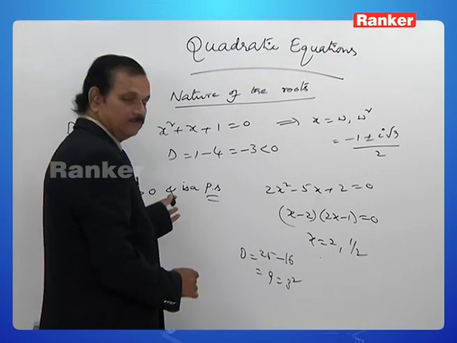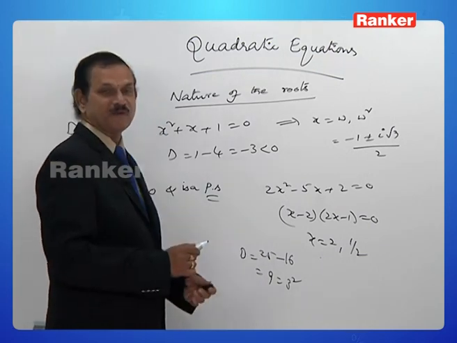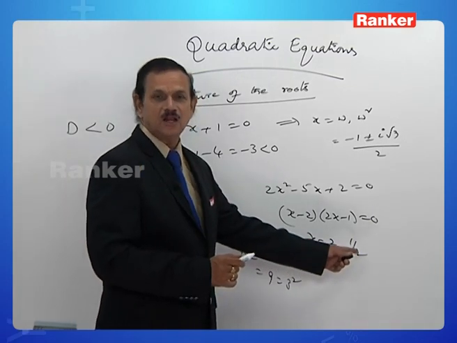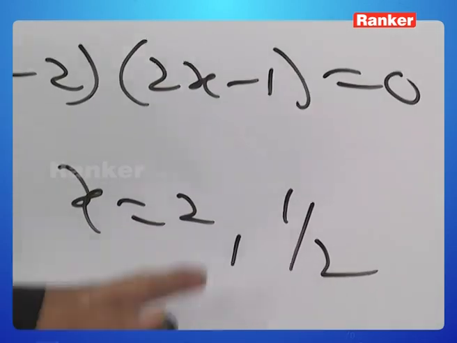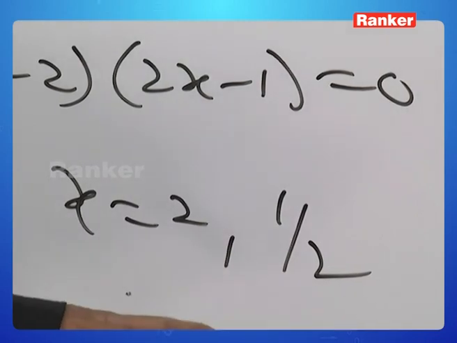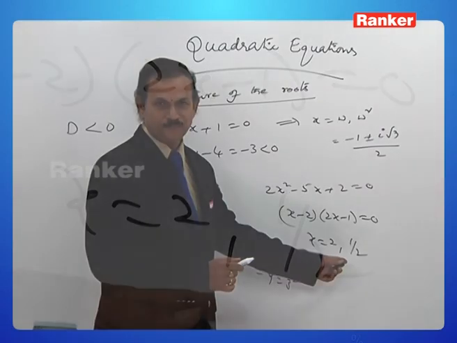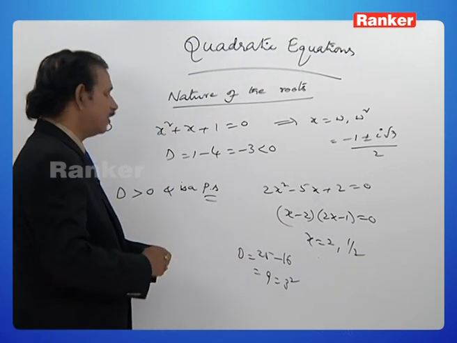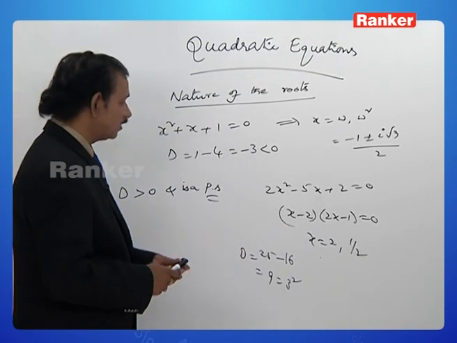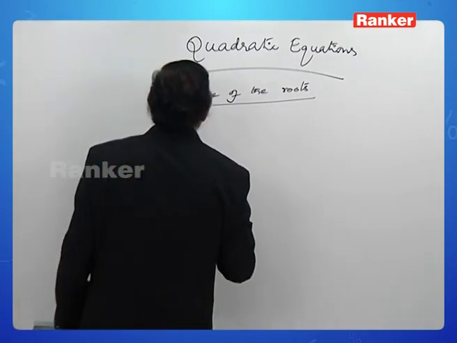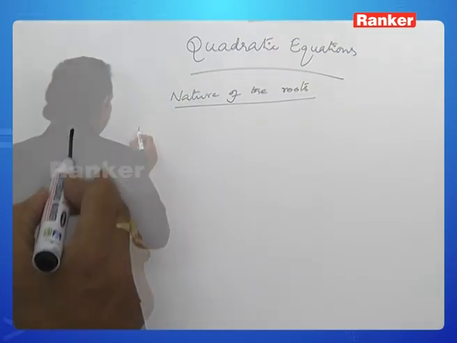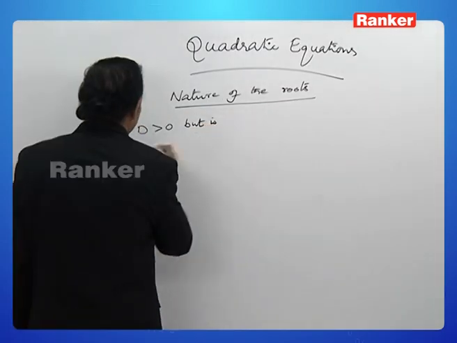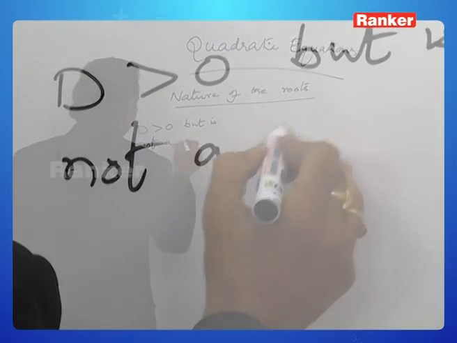As and when D is positive and is a perfect square, then the roots are rational. They occur in the form p by q for some integers p and q with q not equal to 0. Therefore, this is a special case: when D is positive and is a perfect square, then the roots are rational. And the last case is D greater than 0 but is not a perfect square.